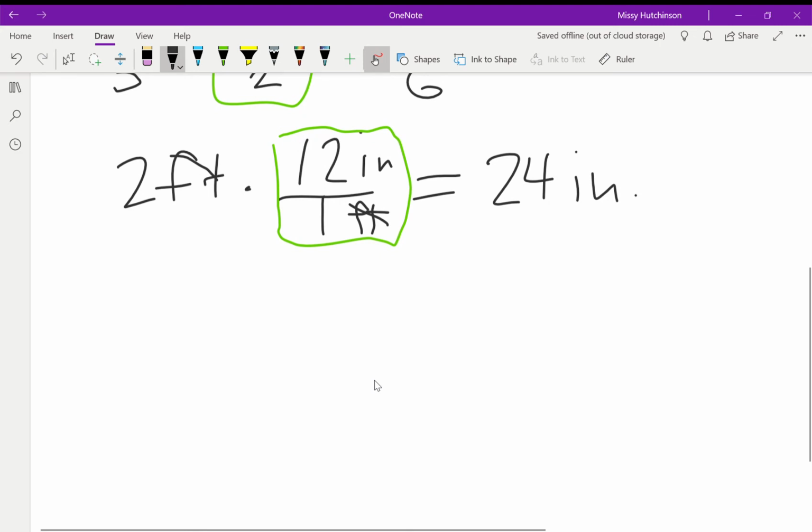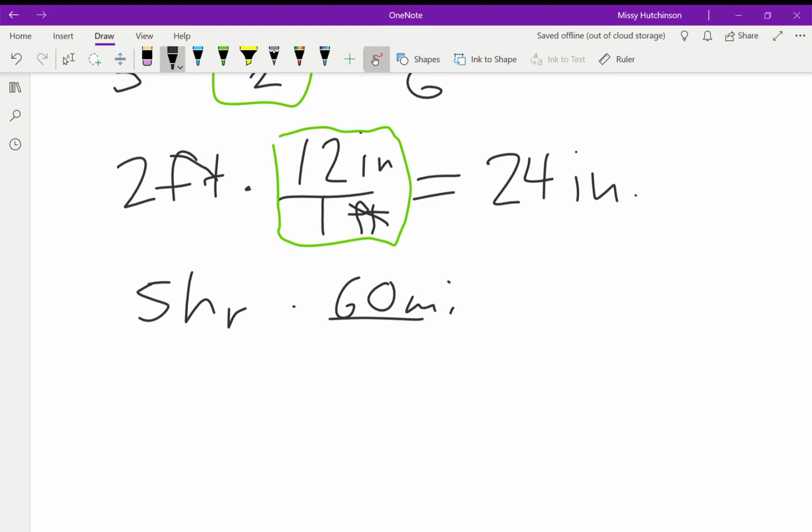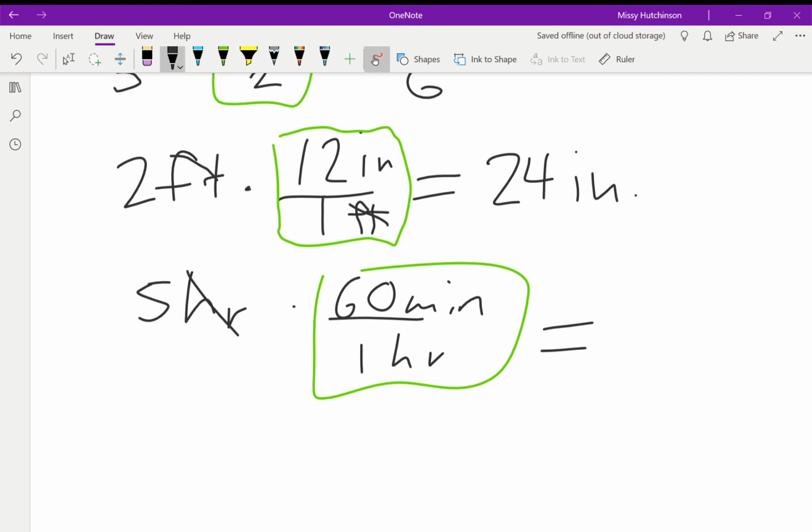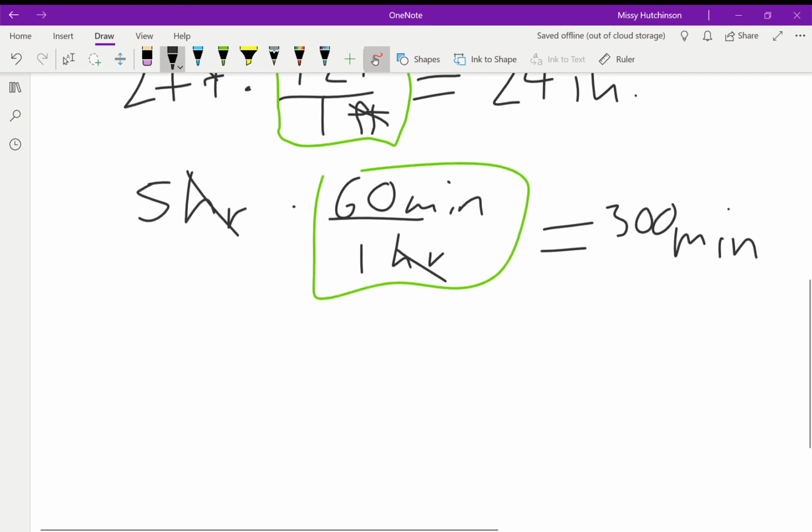We can do this, like I said, with any number of things. So if I take, say, 5 hours, I know that there are 60 minutes in 1 hour. So again, in the green box, this has to be equal to 1. So I am not changing the number. But because hours are on top and bottom, they would cancel, leaving me the unit of minutes. And then 5 times 60 would leave us 300. So 300 minutes has to be the same as 5 hours. We can make things bigger.